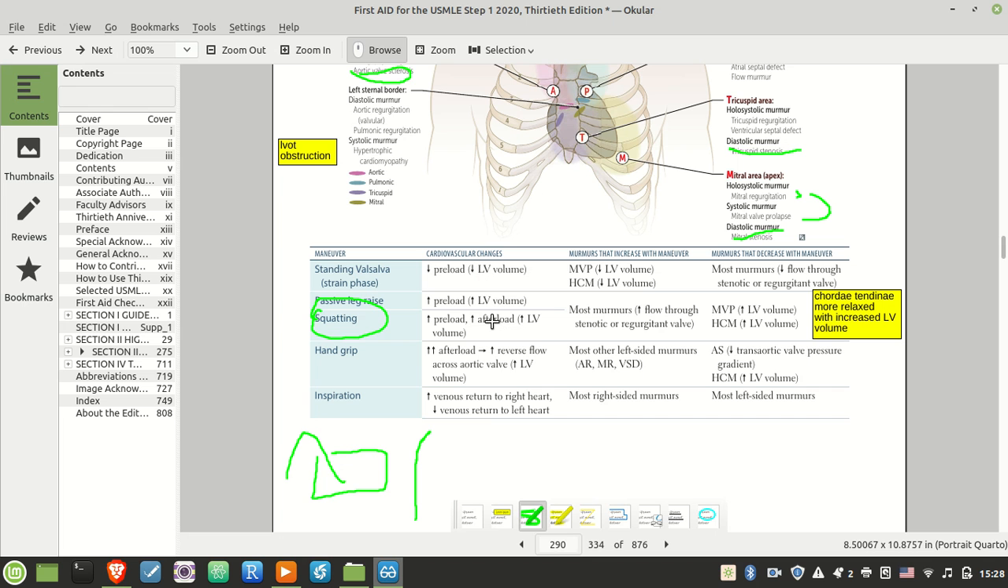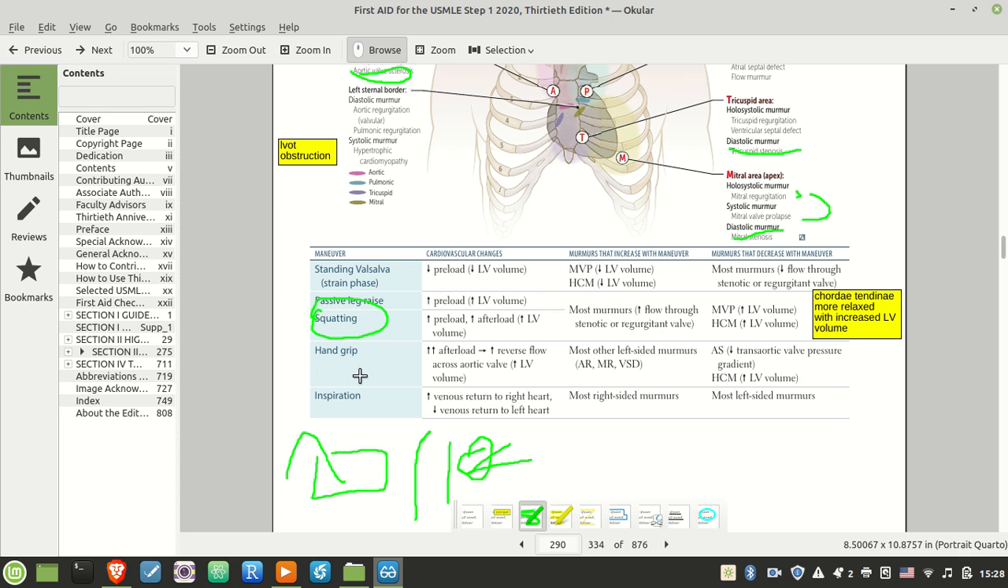And the reason why you have an increase in afterload is literally because when you're standing, your legs are kind of just straight, right? And when you squat, they're like this. And this area right here, you really have compression of those arteries. You have a compression of that vascular system. And so it's harder to push against it, because it eventually turns into resistance against the left ventricular outflow tract.